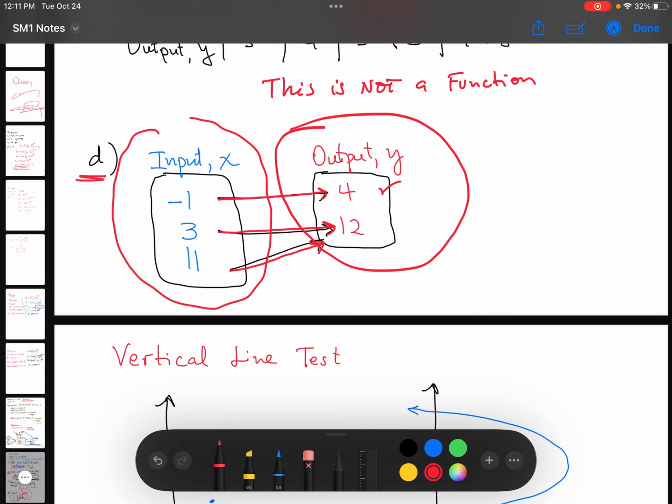Even though they share the same output, you still see that we are satisfying the definition of function, that each of the inputs has just one output. So it means that D can be said to be a function. Okay? Hope it is understood. If not, remember you can always talk to me and clarify if necessary.